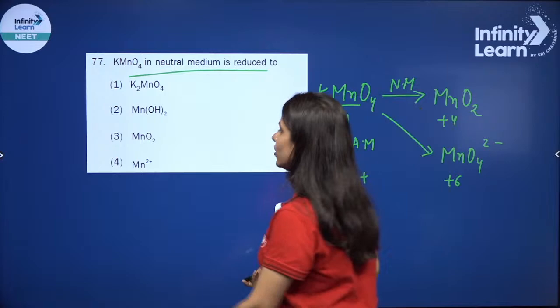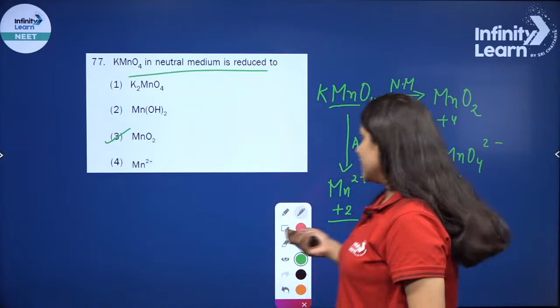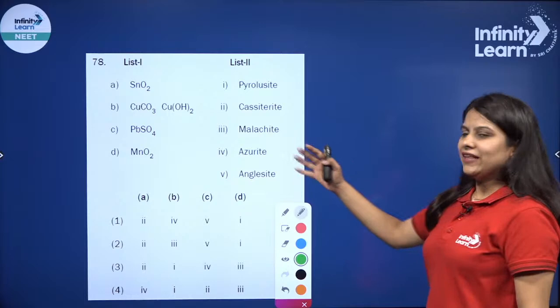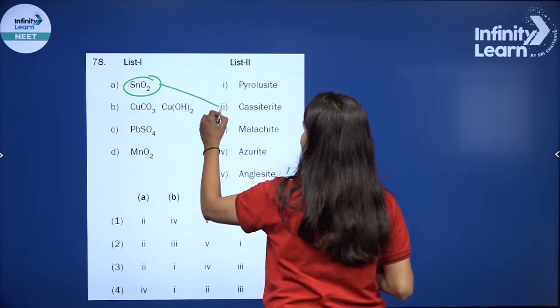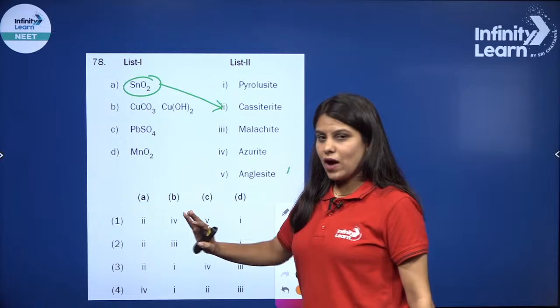So are you all with me? Yes. So next question, we need to match list 1 with list 2. Which topic is it? Metallurgy. We need to remember the names of the ores. So SnO2 is what? SnO2 matches with cassiterite, right? So A should match with 1, so we can eliminate this option.